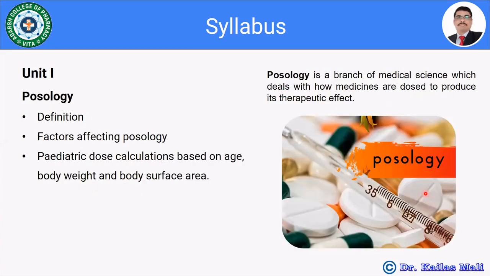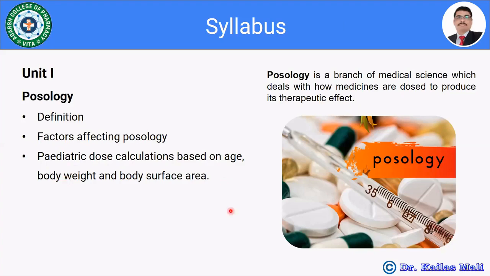So in the next point of unit 1, we are going to discuss posology. Posology is a branch of medical science which deals with how medicines are dosed to produce their therapeutic effect. It is something related to the dose of the medication. In the posology part, we are going to discuss the definition, factors affecting posology, then the pediatric dose calculation based on age, body weight, and body surface area.